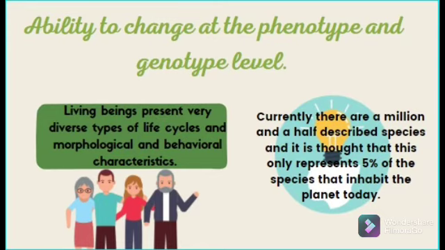Living beings present very diverse types of life cycles and morphological and behavioral characteristics. Currently, there are 1.5 million described species, and it is thought that these only represent 5% of the species that inhabit the planet today.